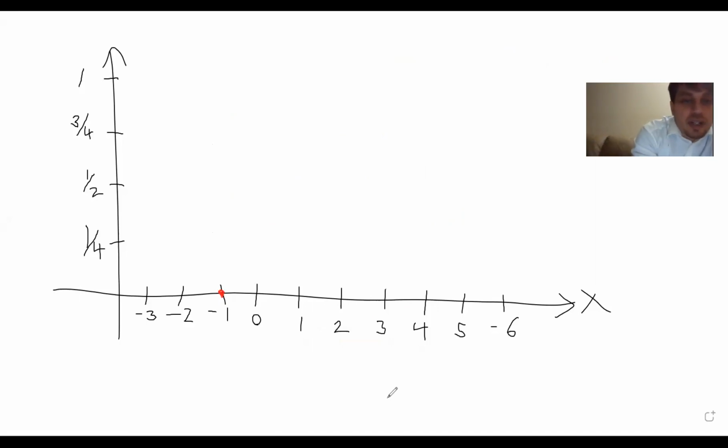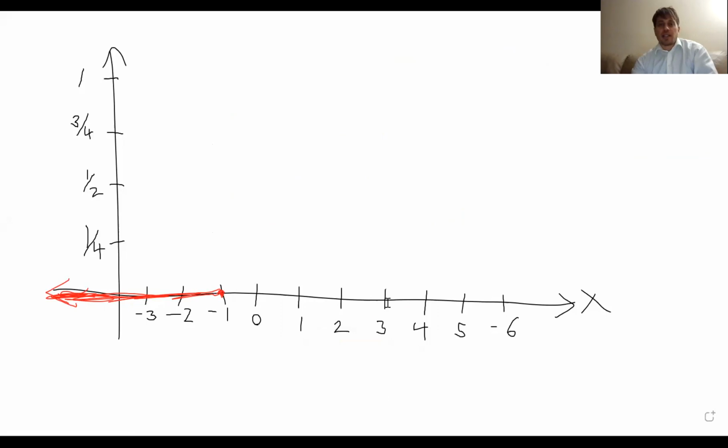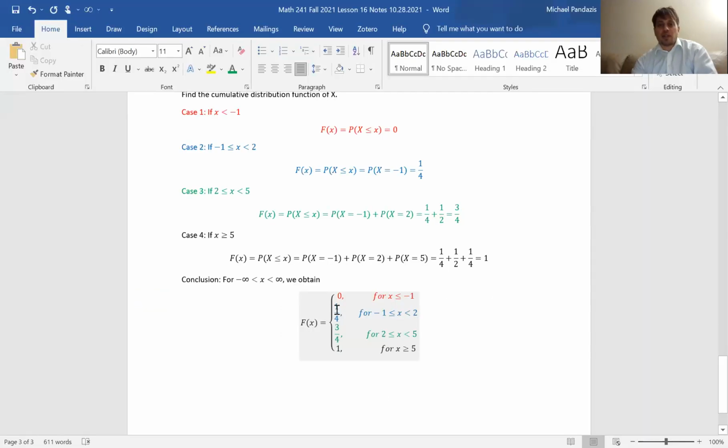I'm only using different colors. It's all this one graph. You see the correspondence between the part of the graph and the piecewise function I wrote down on Word. The colors correspond to Word. So that's the part for x less than or equal to -1. For x at least -1 and less than 2, the value is 1/4.